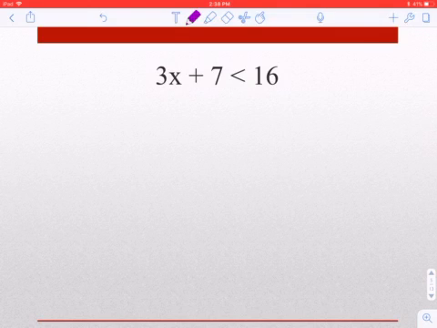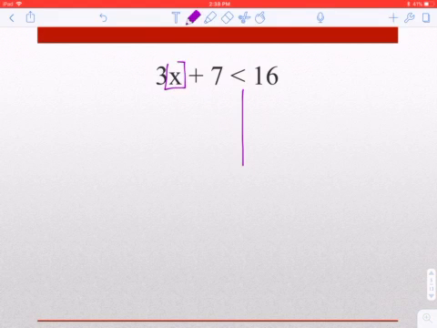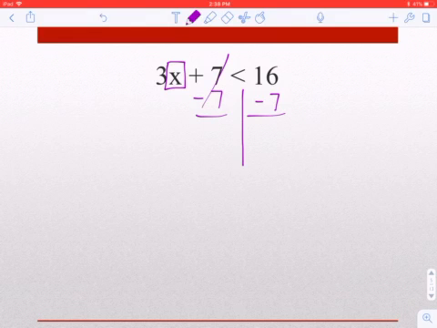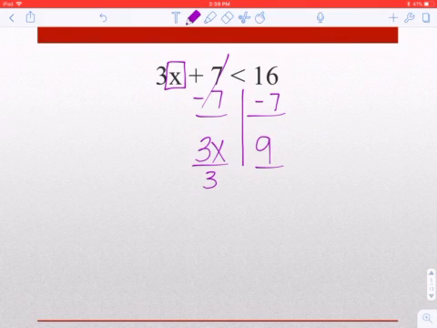Now we have a two-step inequality, so we're going to solve this just like we did our two-step equations, and then we're going to graph it. So if I'm trying to get x by itself, the first thing I need to move is the +7. The opposite of adding 7 is to subtract 7 on both sides. When I do that, the 7's cancel on the left, and I'm left with 3x. On the right, 16 minus 7 is 9. Now I'm ready to divide by 3, and since 3 is not negative, I don't have to flip my inequality sign. So my answer is x is less than 3.